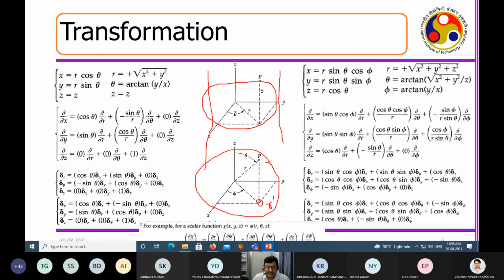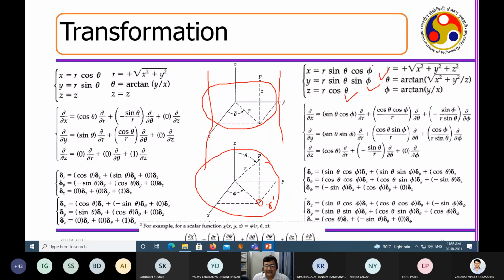So what will be my X? R sin theta cos phi. And what will be my Y? R sin theta sin phi. So you see that Z is equal to R cos theta, X is equal to R sin theta cos phi, and Y is equal to R sin theta sin phi.